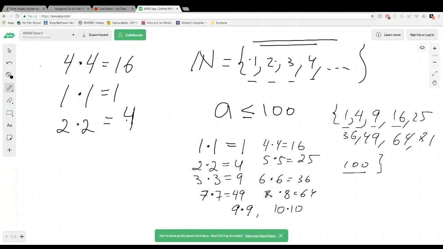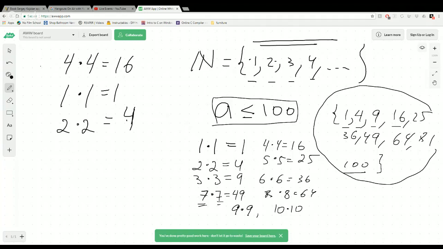That's what they are, right? 49 is a natural number multiplied by itself. Now the question is, is there another one? Well, if I took 11 times 11, well, if 10 times 10 is 100, 11 times 11 will definitely be larger than that. And we're not interested in numbers larger than that. We're only interested in numbers less than or equal to 100. So we know we've covered all of them. This set of numbers is my answer.